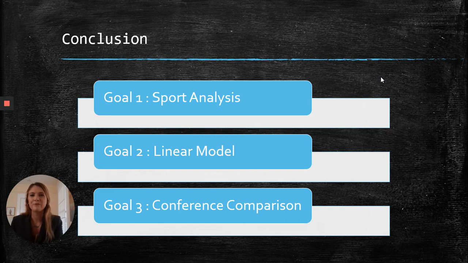So today we went over a sport analysis where we compared football, men's basketball, and baseball and their scores. There's also a linear model where we found that eligibility rate is the most closely correlated with the academic progress rate score of student athletes. And then lastly, we compared conferences and found that the Power Five conferences really can't brag when it comes to academics.